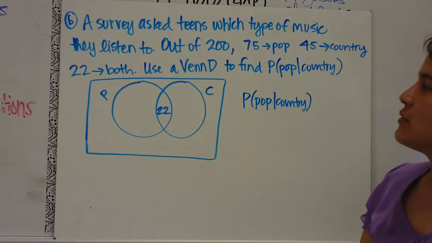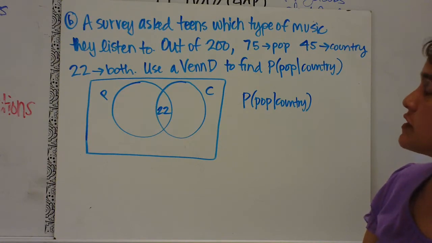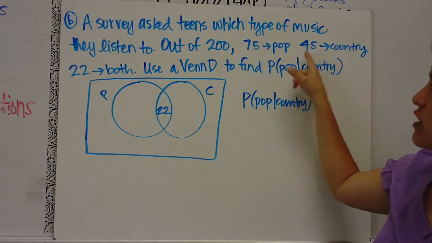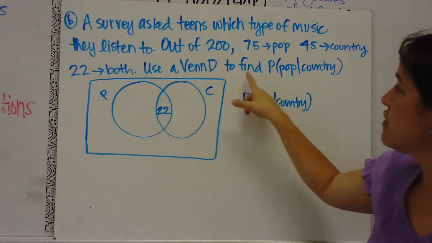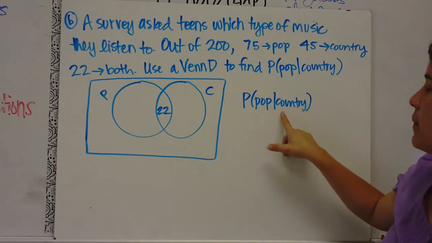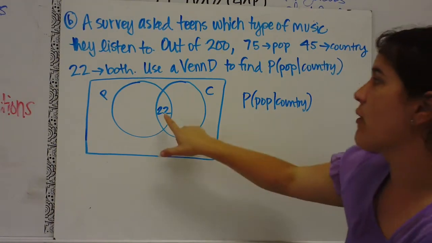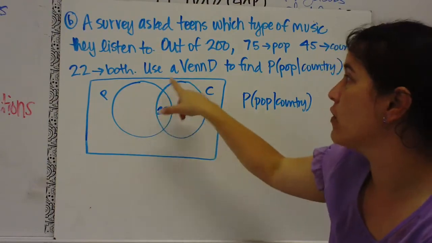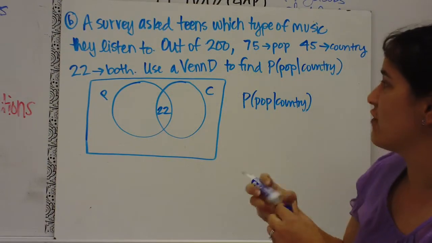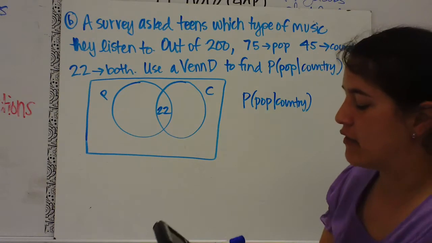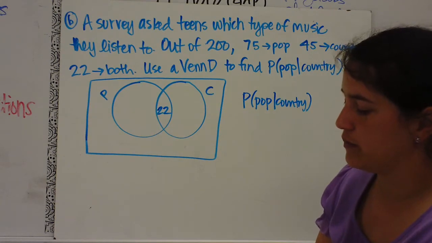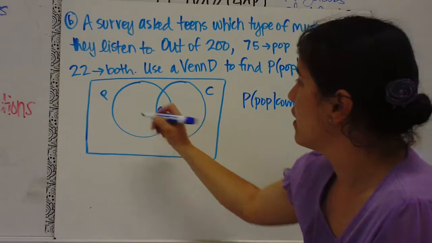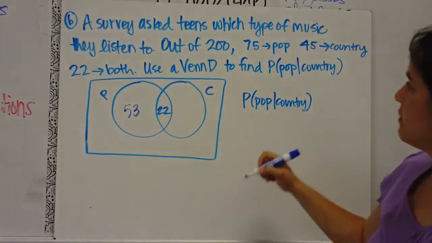Okay. Number 6, a survey asked teens which type of music they listen to. Out of 200, 75 chose pop, 45 chose country, and 22 chose both. Use a Venn diagram to find the probability of pop given country. So I already put that 22 were both. So if 22 were both, then there were 75 that chose pop. So 75 minus that 22 is 53.